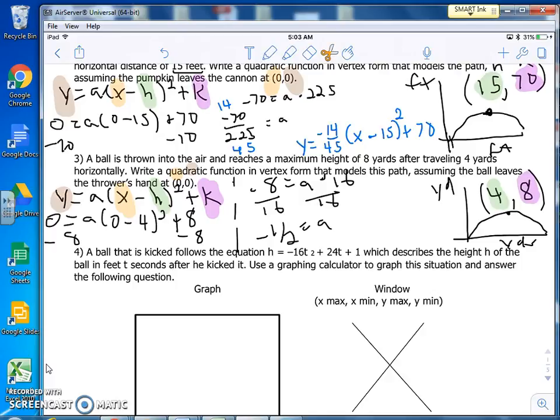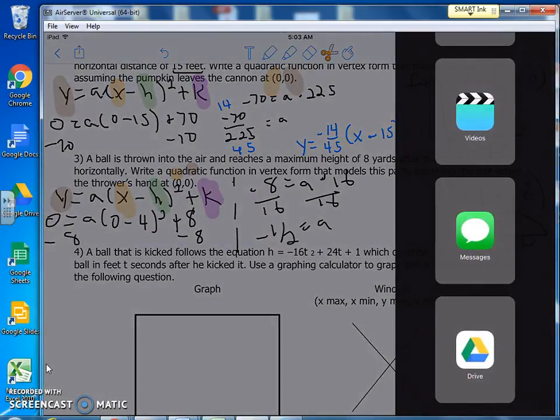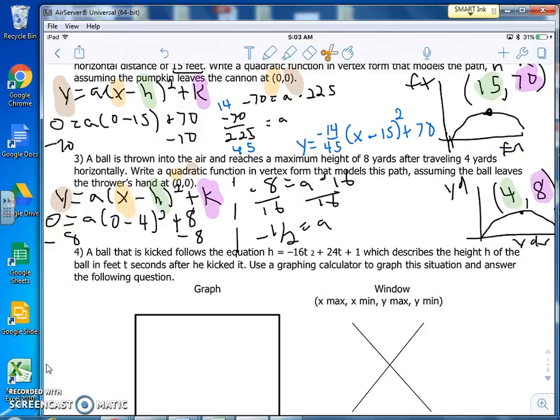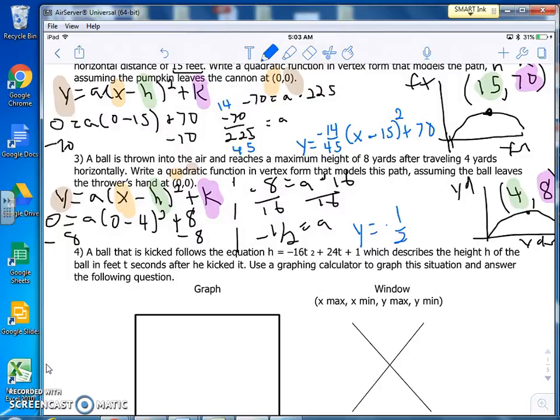And then we're going to write our answer. That was odd, huh? Sorry about that. And let me move this. Alright. Let's see if I can squeeze it out. y equals negative 1/2 times the quantity x minus 4 squared plus 8. We're running out of room. And there is your equation.